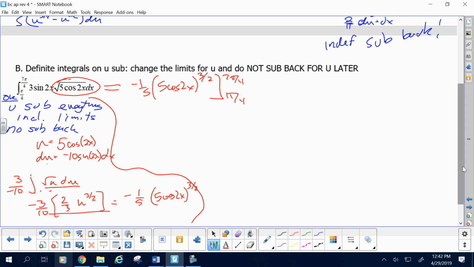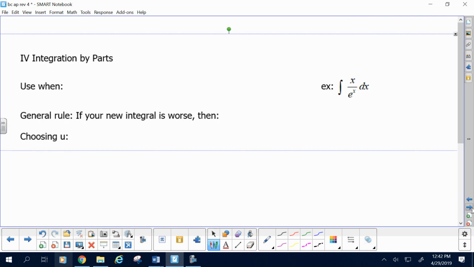Yes, they do. So that integral does come out to be 0. I would imagine, without looking at the graph, it's probably area above and below canceling out kind of thing. Yeah. Okay. Integration by parts.